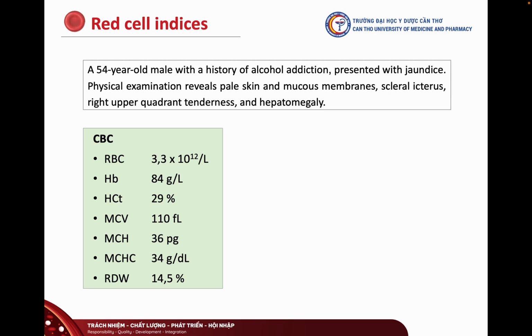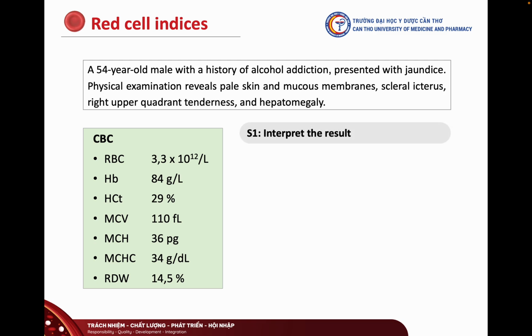And now let's turn to this case. We have a 54-year-old man with a history of alcohol addiction, presenting with jaundice. On physical exam, he is pale, has yellowish eyes, right upper quadrant tenderness, and hepatomegaly. So there is a clear concern for chronic liver disease.